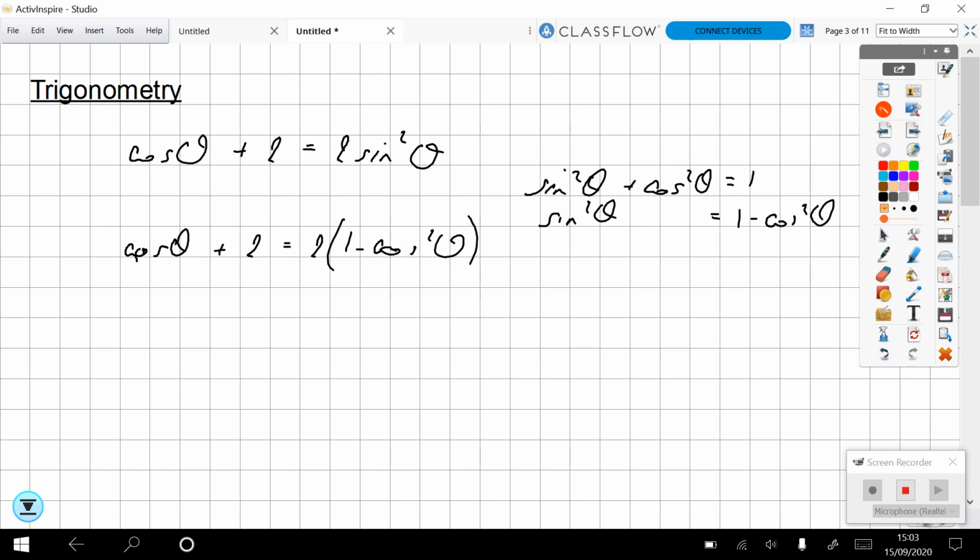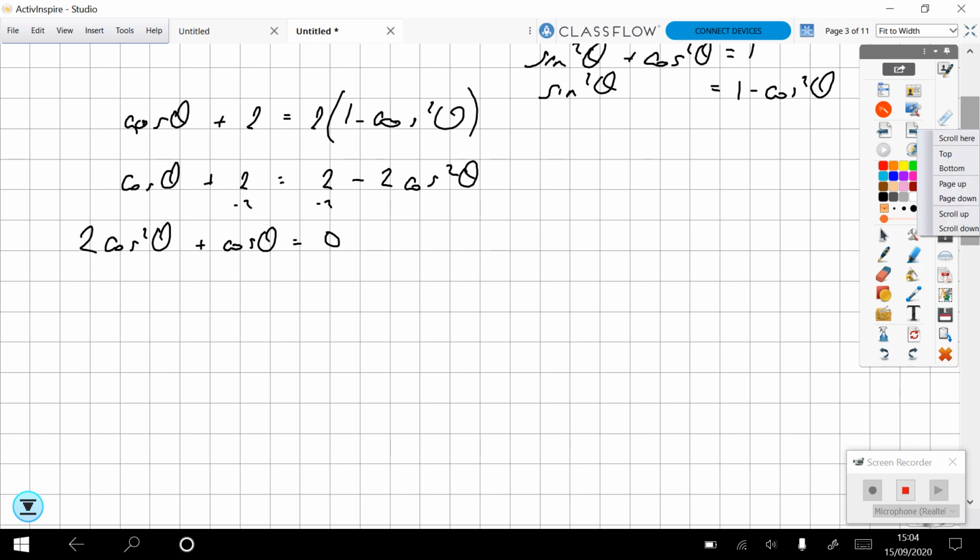And so although we've got some work to do, we now just have cos theta. And hopefully you can see that it's a quadratic. So let's see what we've got. Cos theta plus 2 equals, expand the brackets, 2 minus 2 cos squared theta. I don't like that negative 2 cos squared theta. I think I'll add it to both sides. We've got 2 cos squared theta plus cos theta. Take 2 off each side, and I've got equals 0.